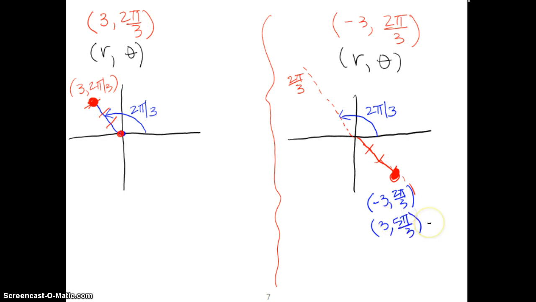but it can also be known as +3, 5 pi over 3. Does everybody see that? Do you see that? If our R value would be positive, then we could rotate 5 pi over 3 units and land right there, and then you would walk forward 3 steps to get to that point.